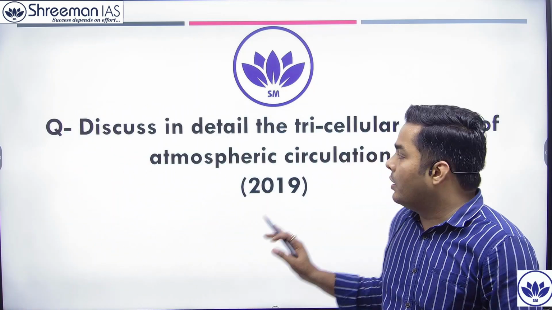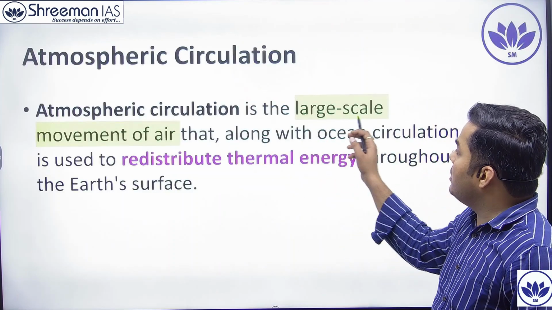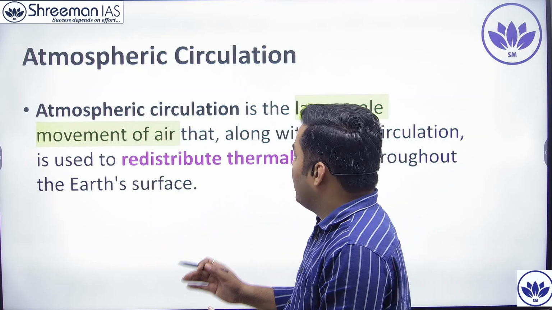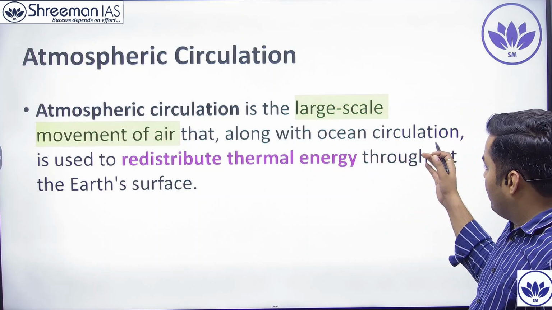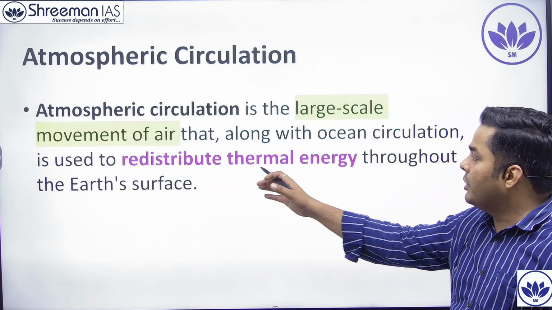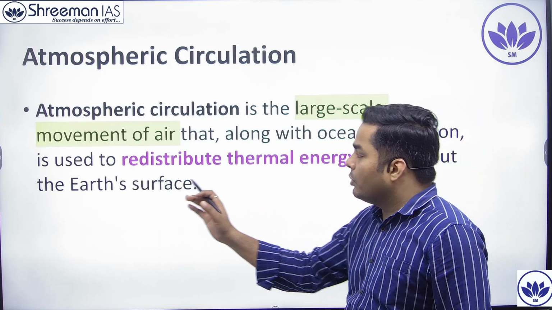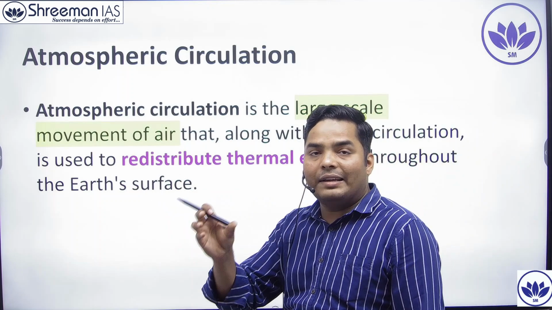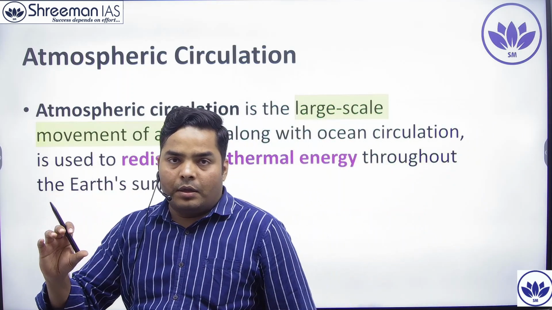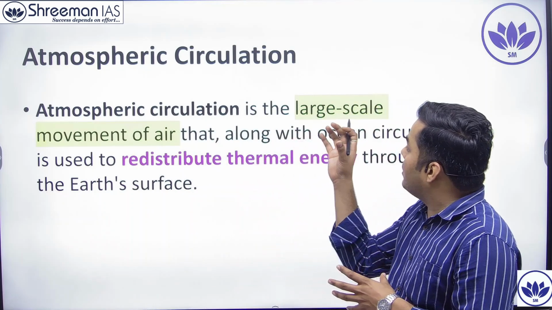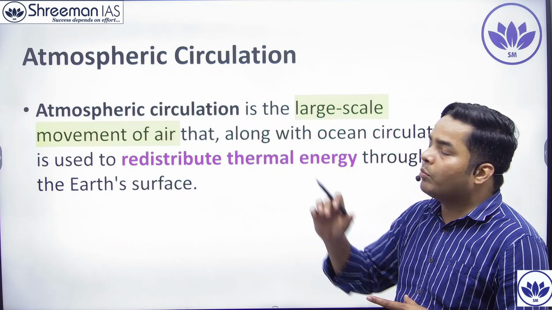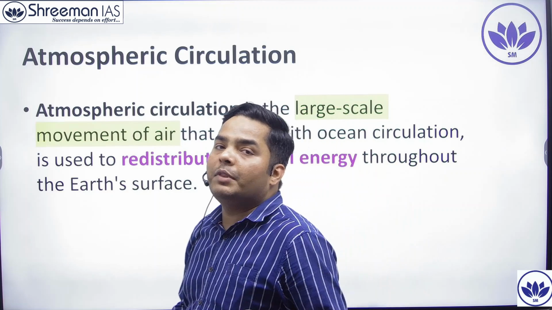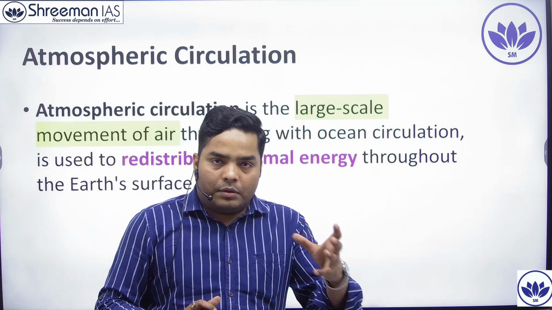So what is atmospheric circulation? It is the large scale movement of air which is based on the planet. It, along with ocean circulation, is used to redistribute thermal energy throughout the earth surface. Ocean circulation means ocean current, and this air movement, the function behind the ocean circulation and atmospheric circulation, is to redistribute thermal energy which is coming from the sun.